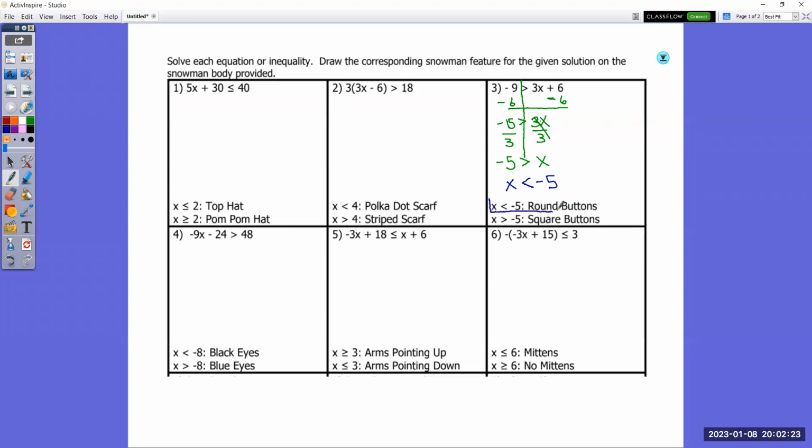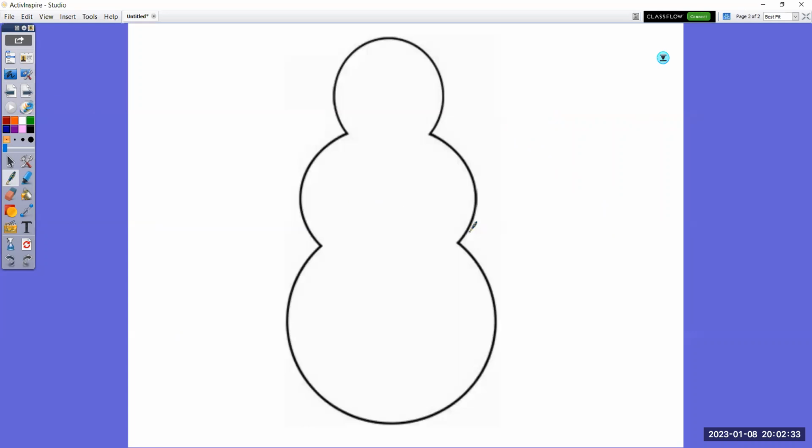So my answer matches this one, which says that my snow person should have round buttons. So when you're decorating your snow person, you want to be neat. If you want to get it colorful, you can use colored pencils or crayons.